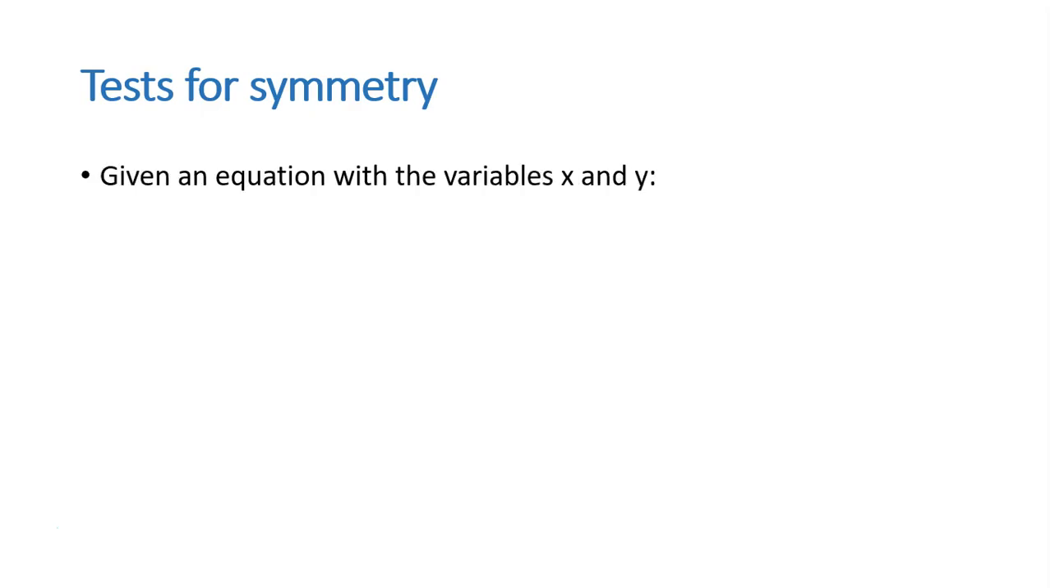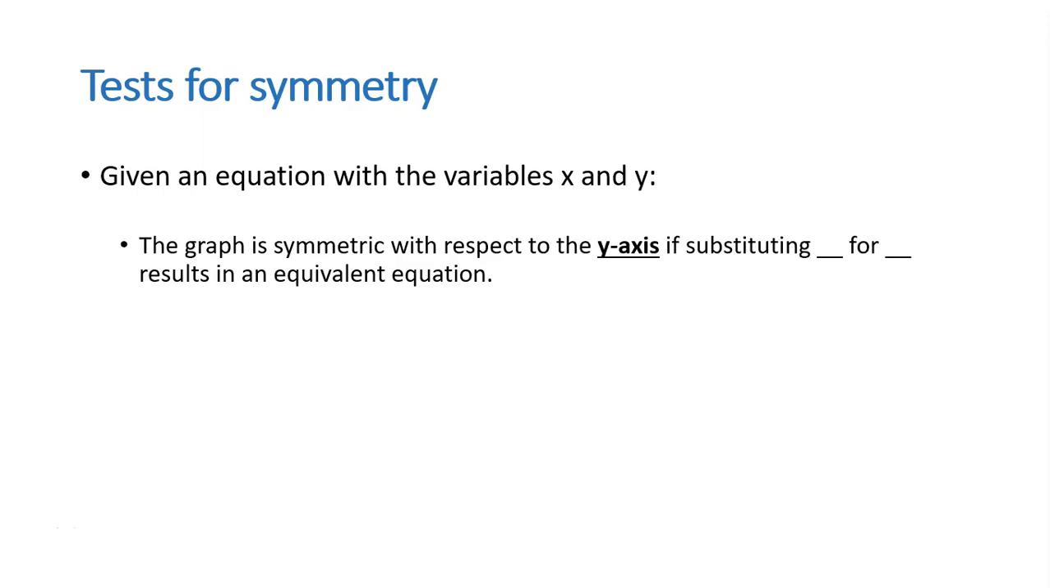But what if we don't have a graph? What if we just have an equation and we want to determine, without graphing the equation, whether or not the graph will have any symmetry? Well, we have a few tests for symmetry that we can apply to any equation with the variables x and y. Given an equation with the variables x and y, the graph is symmetric with respect to the y-axis if substituting negative x in place of x results in an equivalent equation. So if we plug in a negative x and can fully simplify the equation and it returns to its original form, then that means that our graph, were we to graph it, is going to be symmetric across the y-axis.